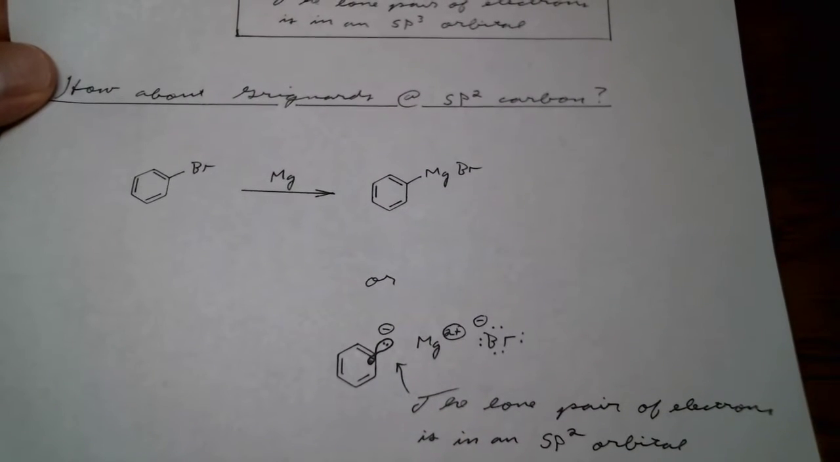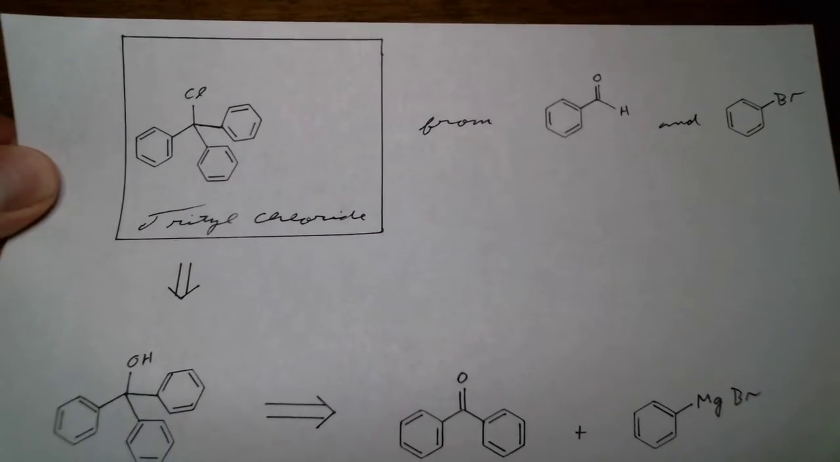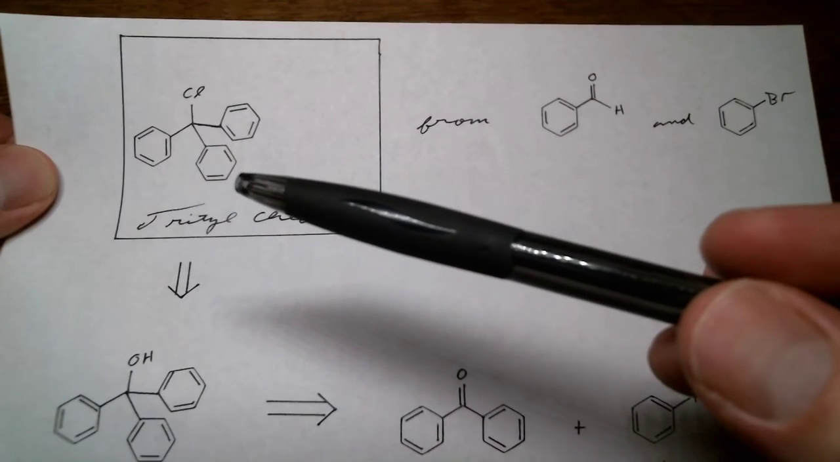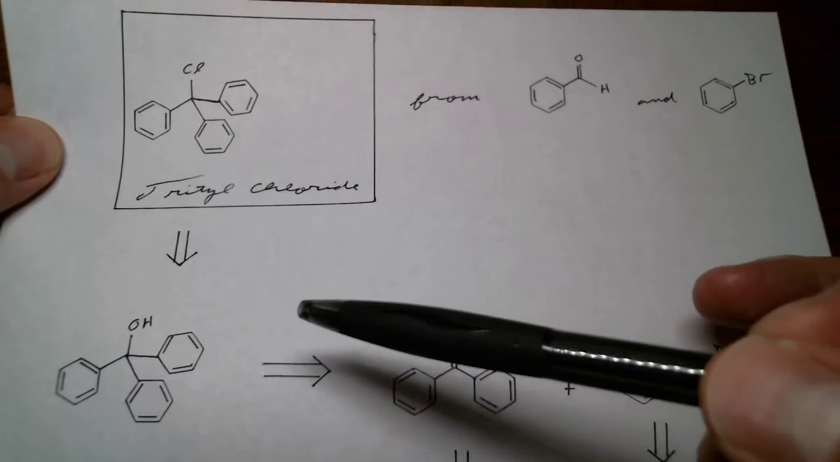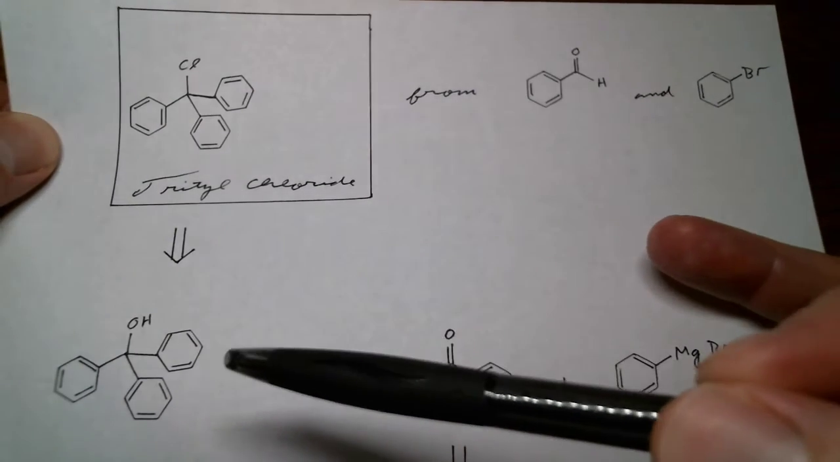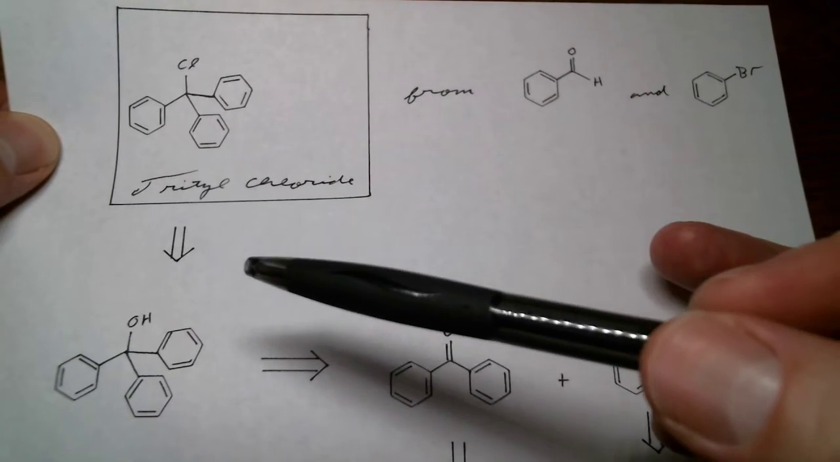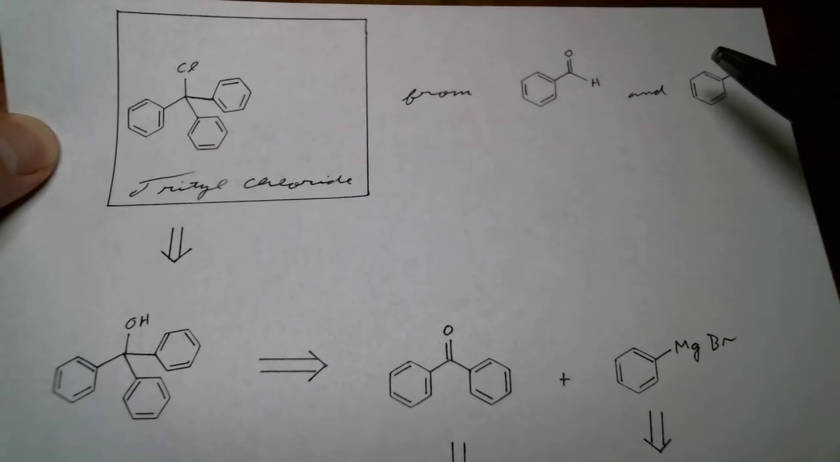How would we use such a phenyl magnesium bromide Grignard? Well, let's review our retrosynthetic analysis and do a problem. Say we wanted to synthesize trityl chloride, so triphenylmethyl chloride. How would we do that? Well, we could synthesize the triphenylmethyl chloride from triphenylmethanol simply by adding HCl. That would be an SN1-like reaction. Ultimately, we want to work our way back to benzaldehyde and bromobenzene.